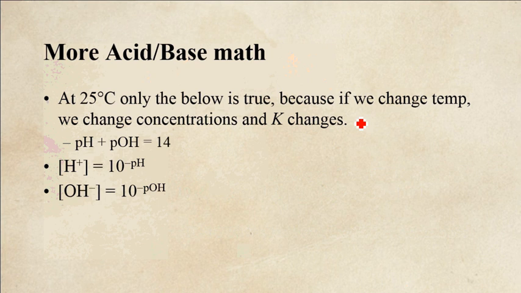Again, K can change as temperature changes, but generally pH plus pOH is 14, just as the hydrogen ion concentration times the hydroxide ion concentration is 1 times 10 to the negative 14. And calculating backwards from pH and pOH to get concentration is done thusly.